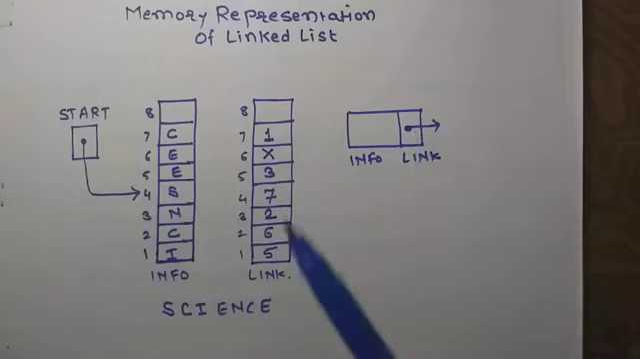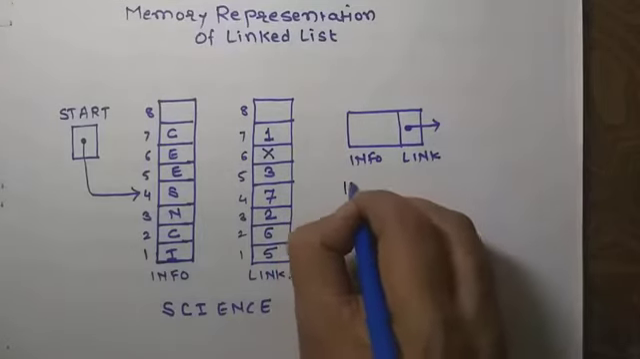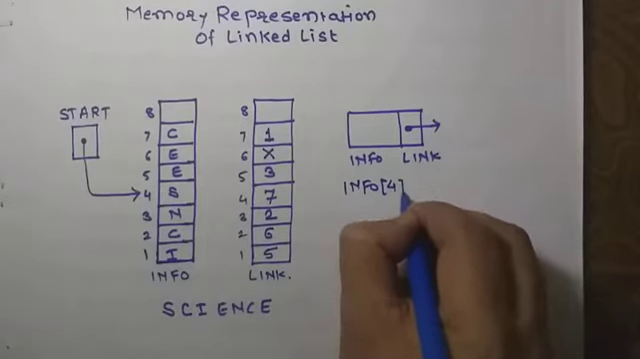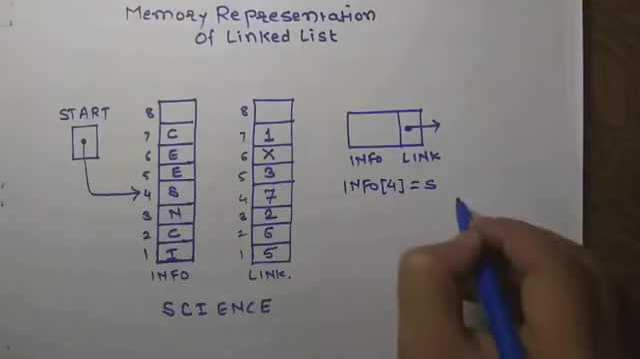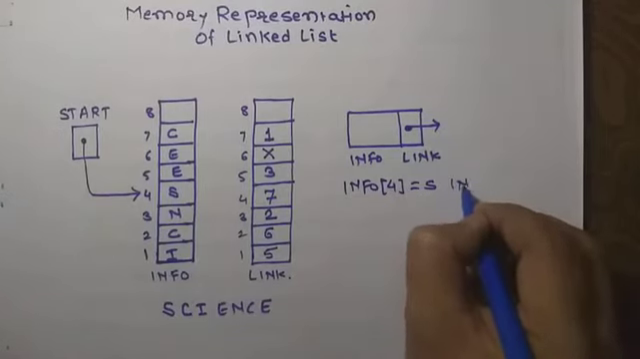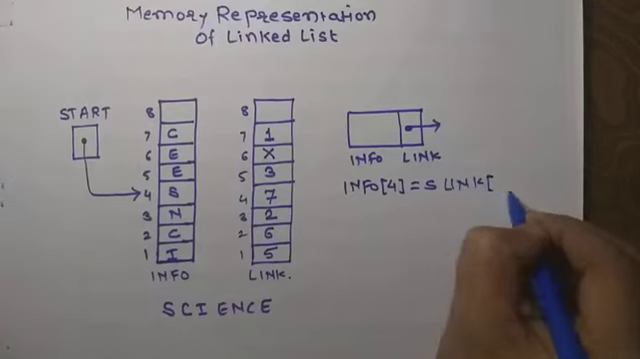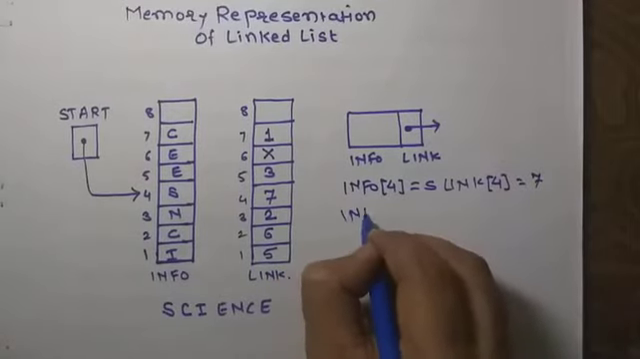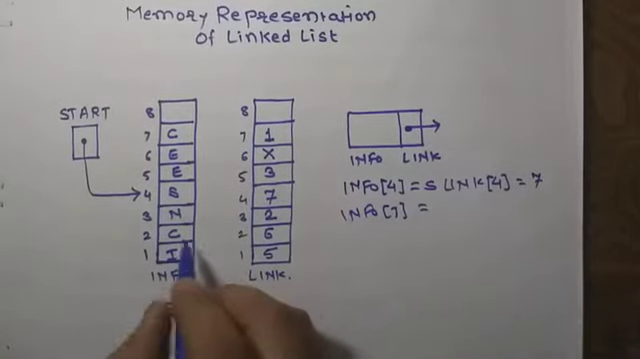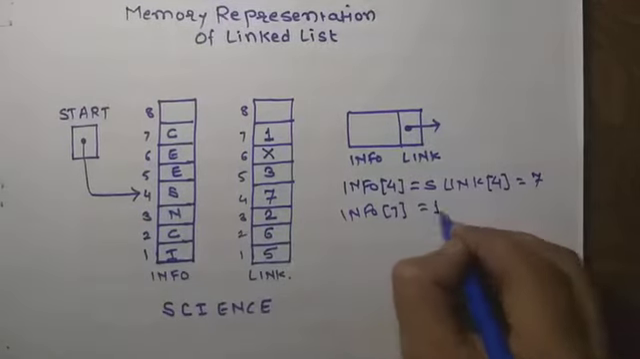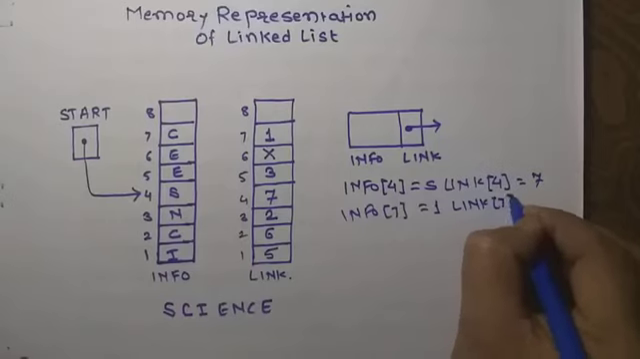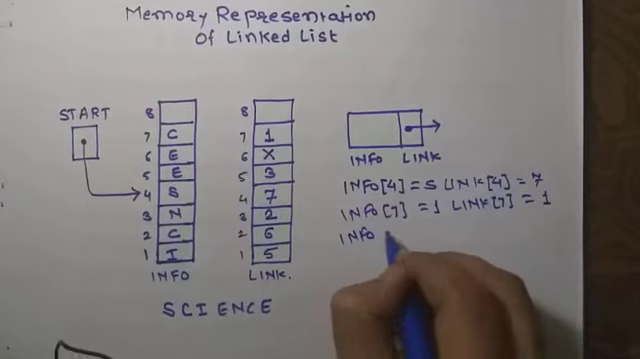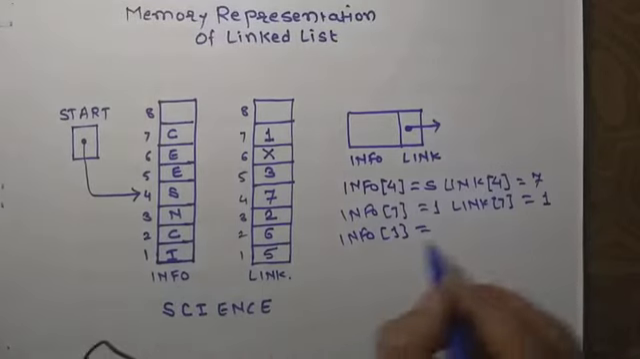Now in summary, I can write here: info of 4 is S. Similarly, link of 4 is 7. Info of 7 is equal to C. Similarly, link of 7 is equal to 1. Info of 1 is I.